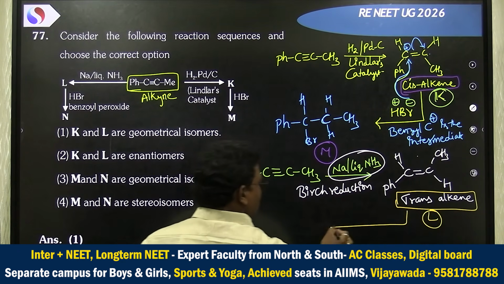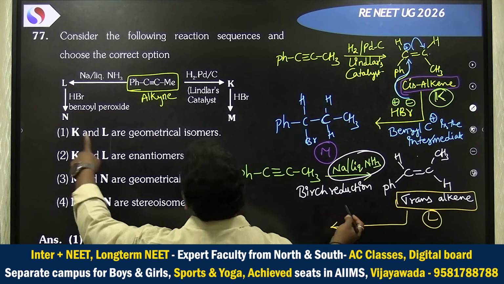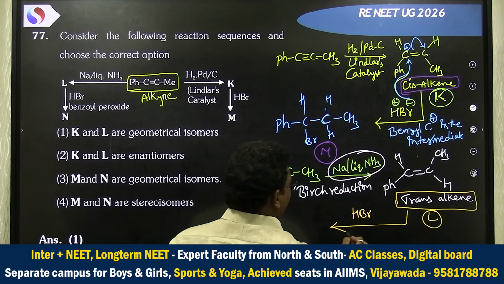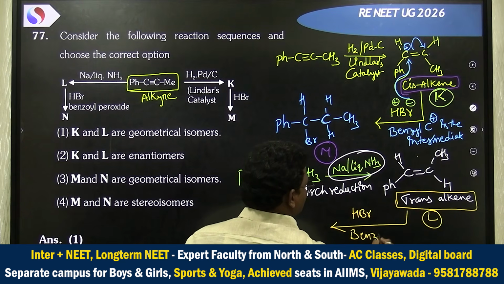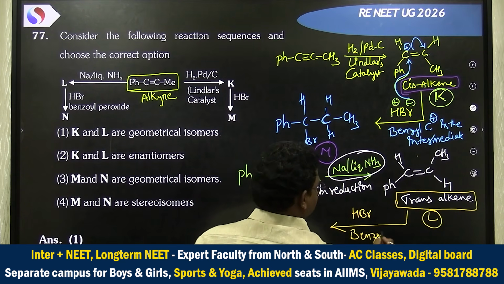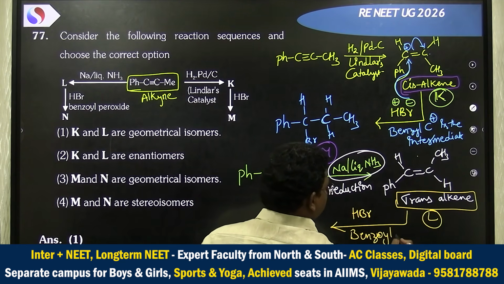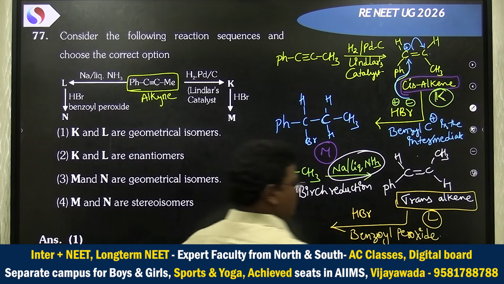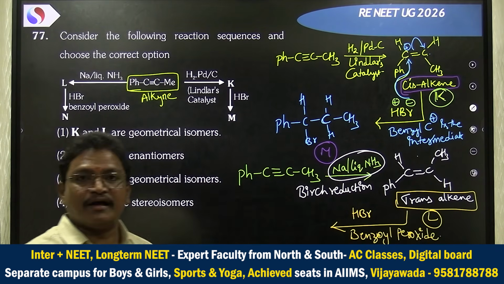Now this L is treated again with HBr, in the presence of, they clearly mentioned, benzoyl peroxide. This is the condition of this step. Benzoyl peroxide.